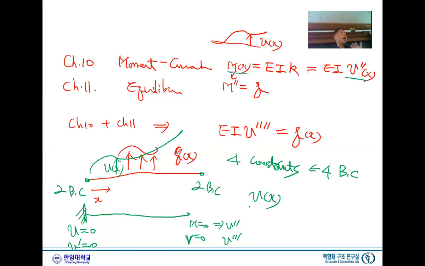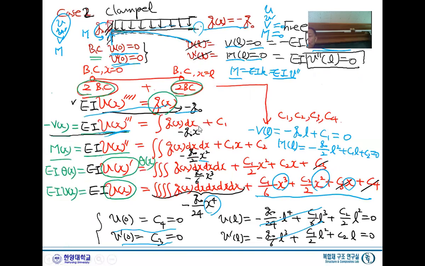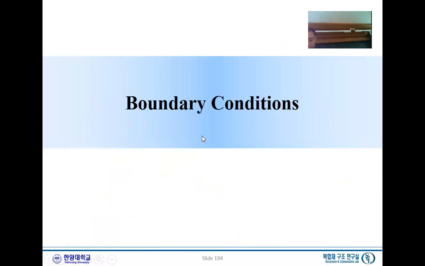Of x. So what is given? Given is this guy, Q(x). Any point you like, have force, and you can integrate, and using 4 boundary conditions, you can get it, right? Okay, so this is all I'd like to say today. And back to our problem.